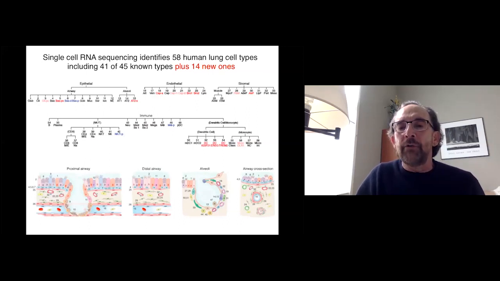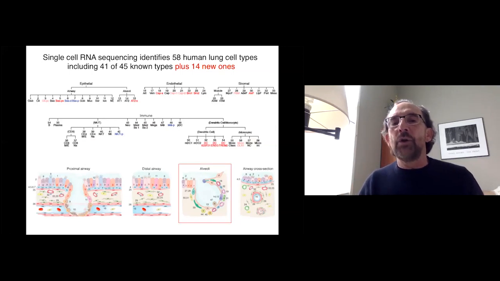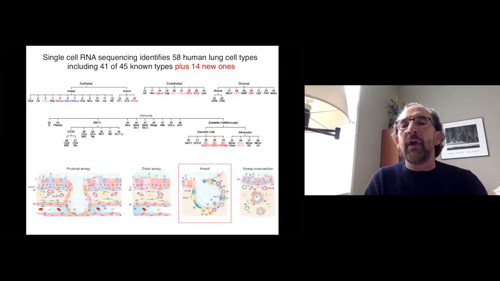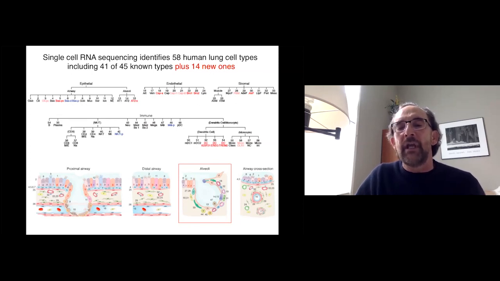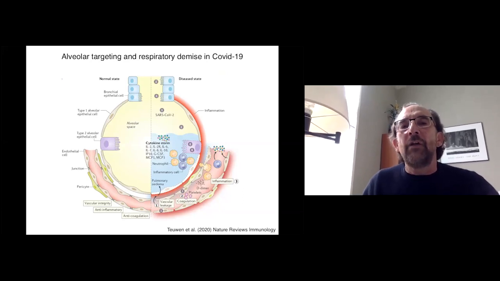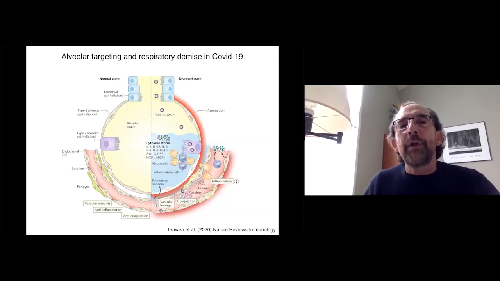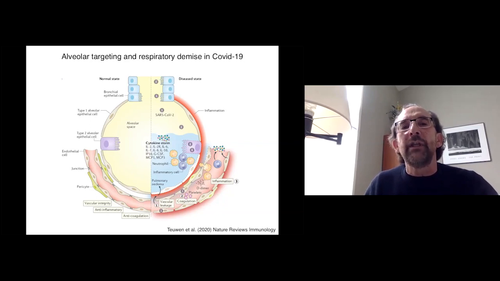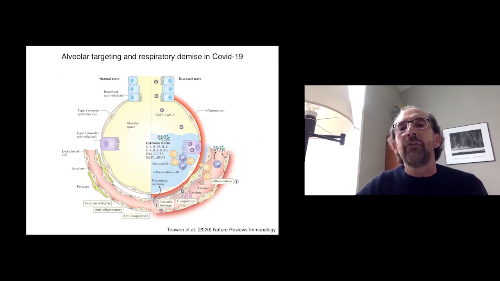Now, for the rest of the talk I'm going to focus on the alveoli and the new cell types in the alveoli, their functions, and their relationship to disease. I'm going to do this because of COVID-19, and that is that the alveoli are thought to be the critical target in COVID-19. That is the target that initiates the respiratory demise and not uncommon death of these serious COVID-19 patients.